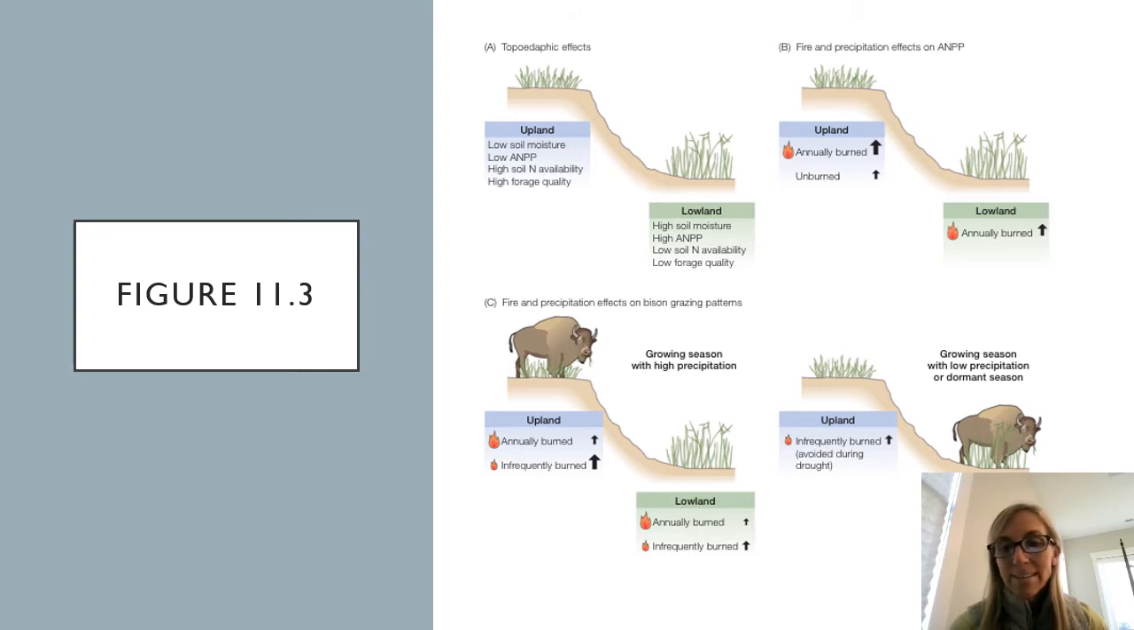Overall, fire and grazing appear to be more important for plant species diversity than topographic position. And since bison preferentially graze on burned areas, the two disturbances become linked and interact to create just a shifting disturbance mosaic that enhances heterogeneity across multiple scales.